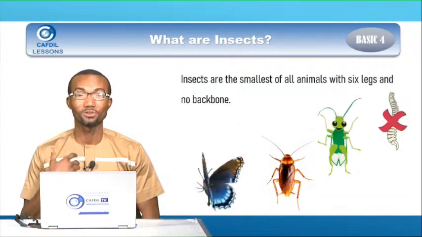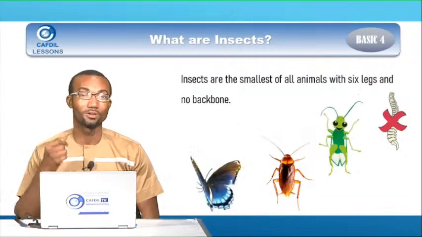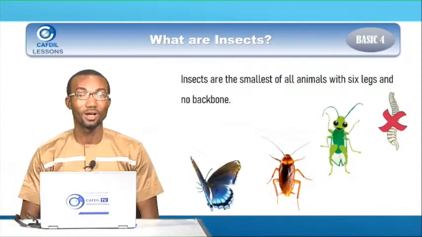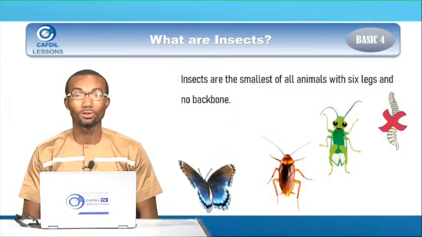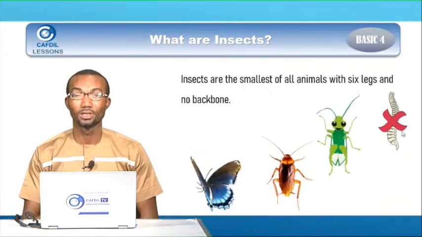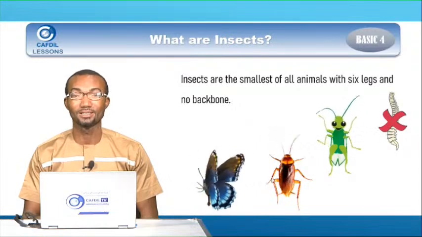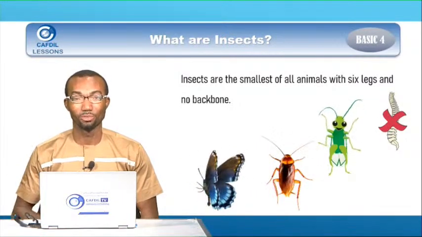We humans, we are also living things, and we have a backbone. From the back of your neck to your waist, you have a backbone there. We normally call it the spinal cord, like this. But insects are a group of animals that do not have this kind of backbone.